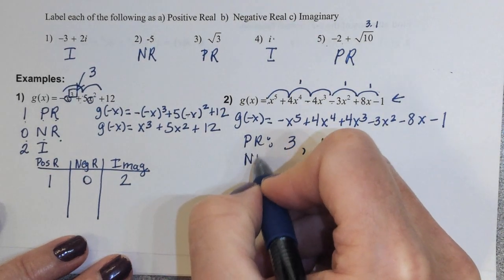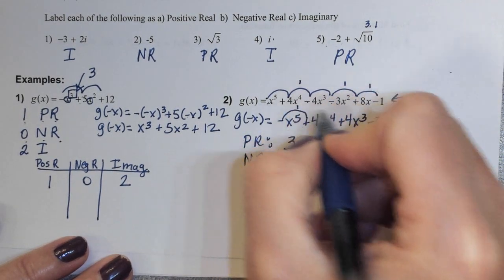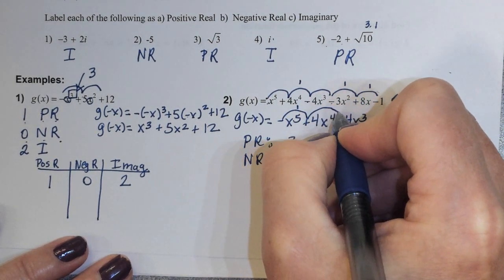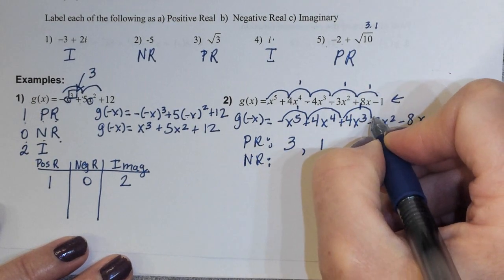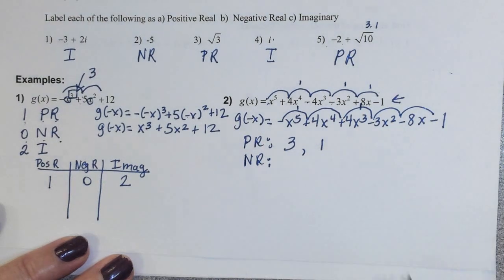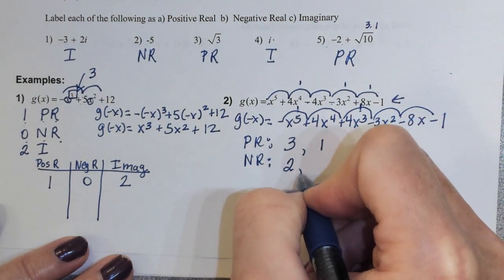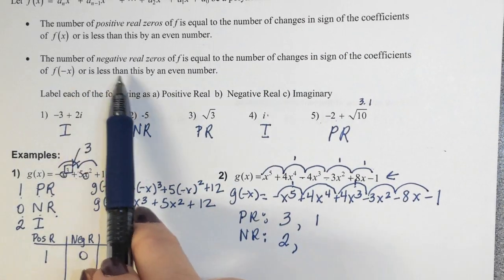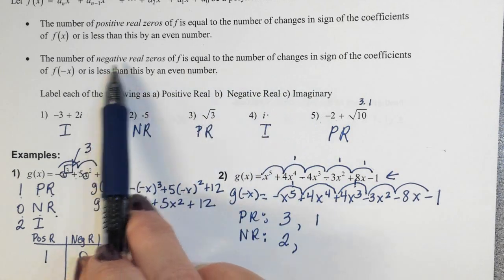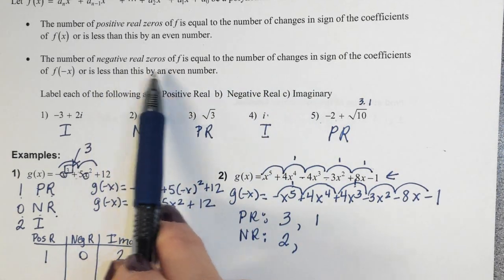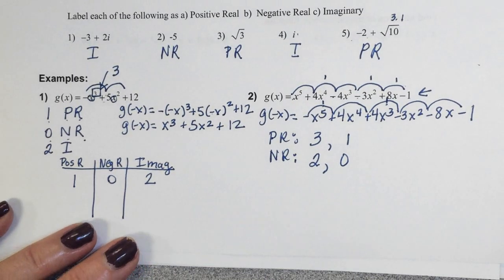Okay, what about negative reals? Look at the sign changes. Negative to positive, that's 1. Positive to positive is not. Positive to negative, there's another 1. Negative to negative, that's not. Negative to negative, that's not. So I had 2 times where my coefficient signs changed. So Descartes says the number of negative real zeros is equal to the number of sign changes, or less than this by an even number. Well, I can take away 2, so I could have 0 negative reals.